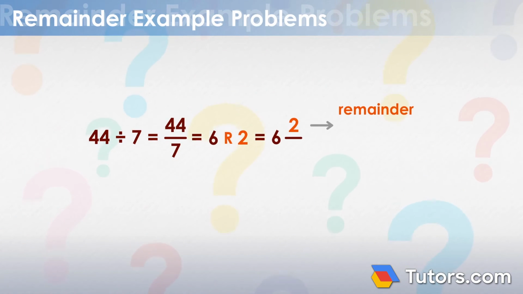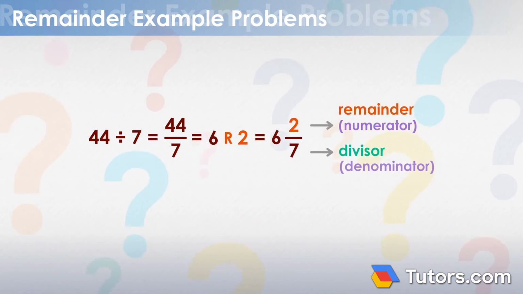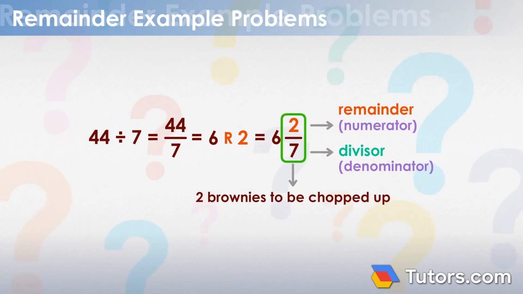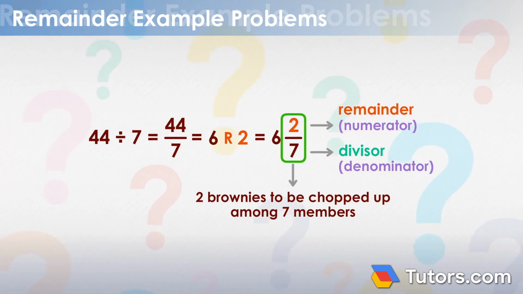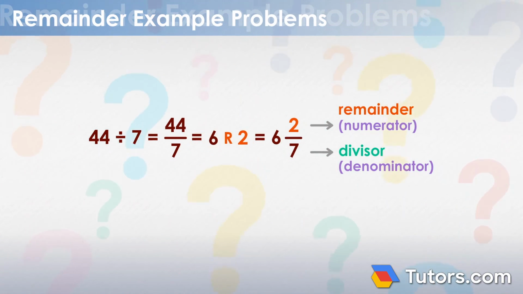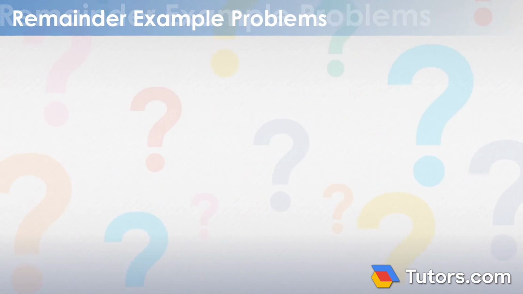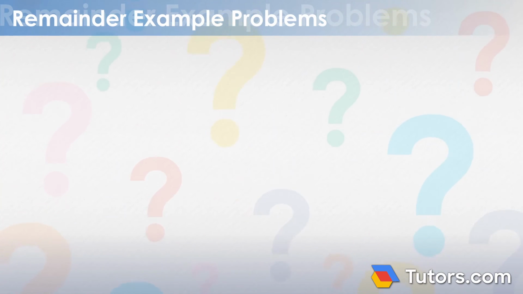Next, place the remainder as a numerator of a fraction and use the divisor as the denominator. 2 brownies to be chopped up among 7 members. The fractional amount of brownies per member cannot be simplified, so the answer is 6 and 2/7 brownies. Fractional remainders work with members of a set, too.